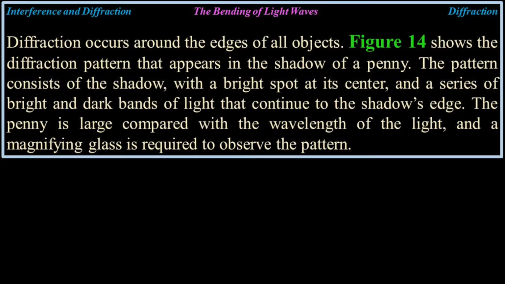Diffraction occurs around the edges of all objects. Figure 14 shows the diffraction pattern that appears in the shadow of a penny. The pattern consists of the shadow with a bright spot at the center and a series of bright and dark bands of light that continue to the shadow's edge. The penny is large compared with the wavelength of the light, and a magnifying glass is required to observe the pattern.